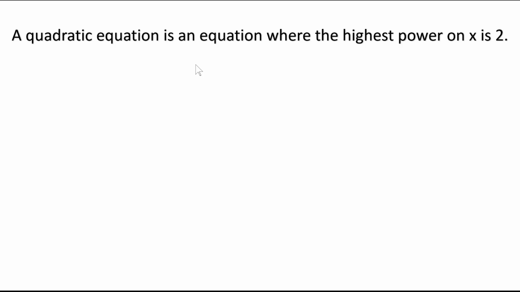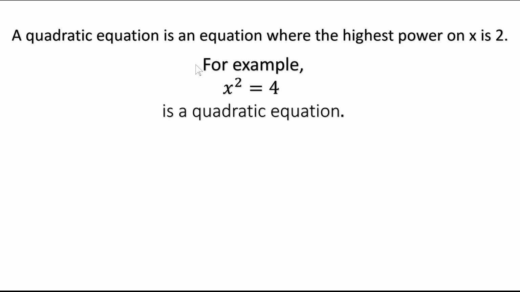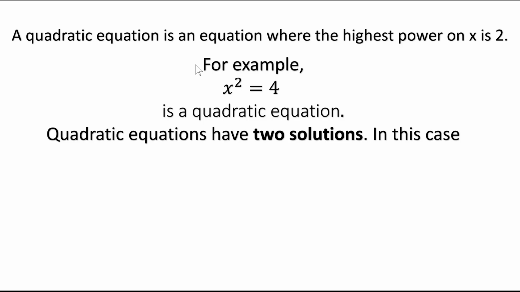All right, a quadratic equation is an equation where the highest power on x is 2. Okay, so something like this, x squared equals 4. That is a quadratic equation. The highest power on x is 2, and that equation has two solutions. Every equation where the highest power on x is 2 will have two solutions, just like a linear equation has one solution. A quadratic equation will always have two solutions. In this case, the solutions are 2 and negative 2.